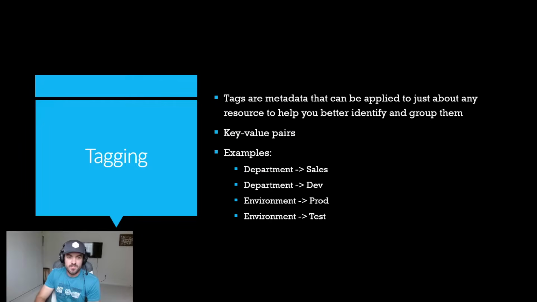Okay. Tagging. So tags are metadata that can be applied to pretty much any resource to help you better identify and group them. It works based off of key value pairs. So, for example, you could have multiple departments, maybe one for sales, one for dev, multiple environments, one for prod, one for test. Tagging, you can basically have them be whatever you want, but just try to make them efficient, try to make them practical. Don't use too many, just use what you need and make sure you use them consistently and often.